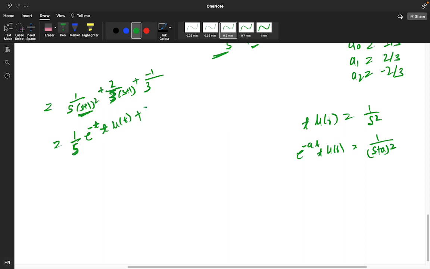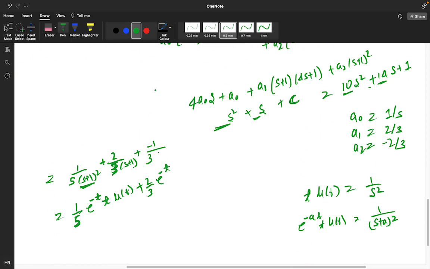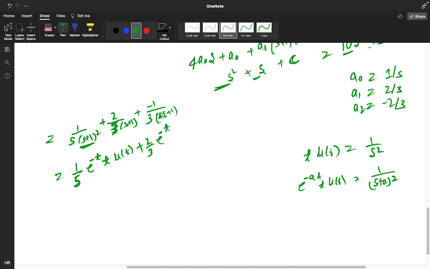And what it will be, 2 by 3, 1 by s plus 1, I already told you, e power minus t. And here it was 4s plus 1. So take 4 common, minus 1 by 12, and s plus 1 by 4 you will get. So now this will be minus 1 by 12, and 1 by 4 is coming. So e power minus 1 by 4 t u(t). You will get the result like this.